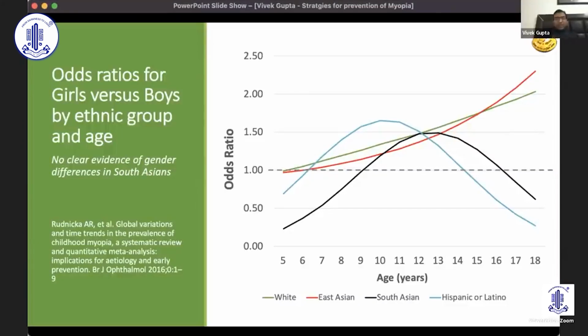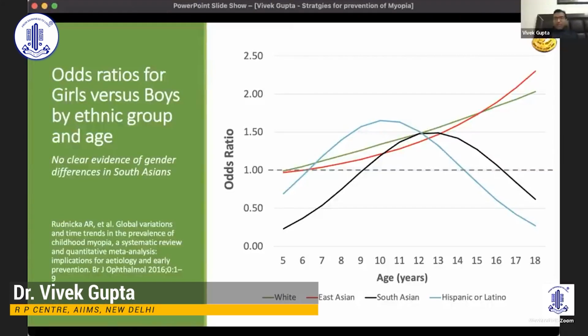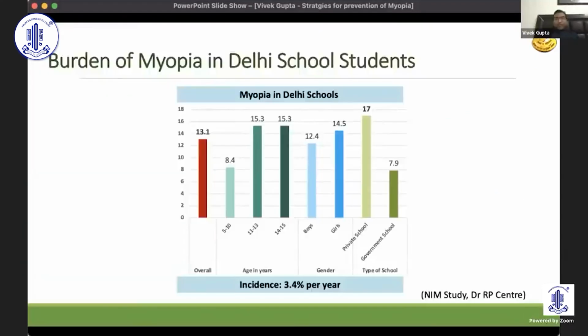Clearly, there is evidence from Rudnicka et al., which shows that gender is not really a risk factor. The black line in this graph is the odds ratio curve with age in the South Asian population. It is mostly trending around an odds ratio of one, basically meaning that gender is not playing a role in the South Asian population in children when it comes to myopia. When it comes to age, definitely there is an age issue. This slide is fairly well known at this point of time.